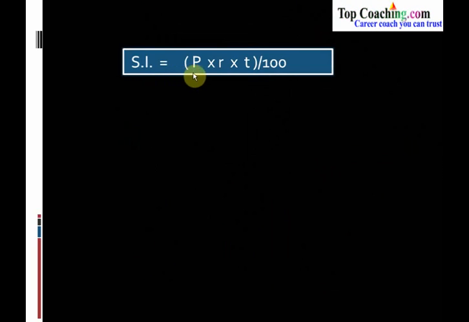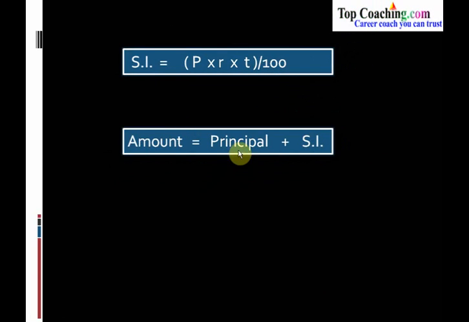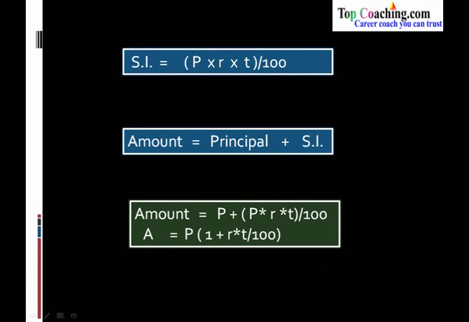Now simple interest is equal to P into R into T divided by 100, we have just seen. Amount is equal to principal plus SI. We have already seen that the total amount earned would be the principal plus the simple interest. This gives the value of A as equal to P plus P into R into T divided by 100, or if we take P as common, we get amount equal to P into 1 plus R into T divided by 100. So this is the formula to calculate the amount. Simply add the principal to the simple interest and you'll get the amount. Or you can directly use the formula, amount is equal to P into 1 plus RT by 100.